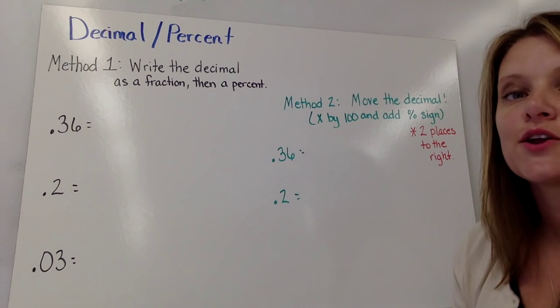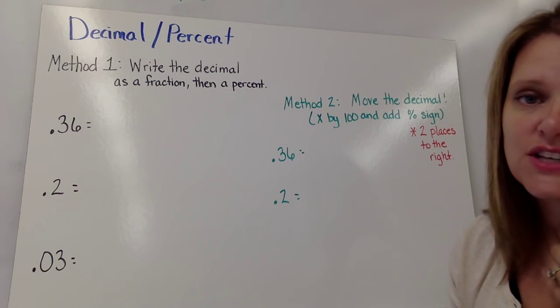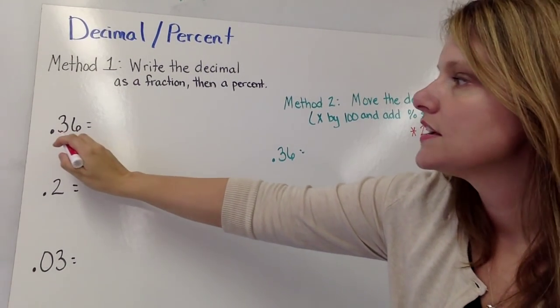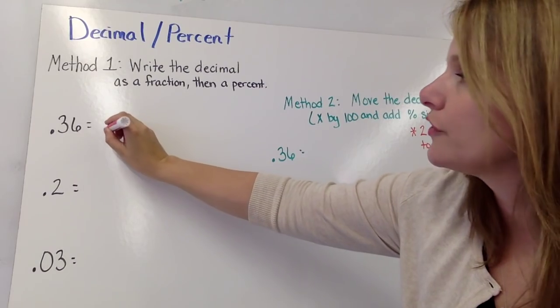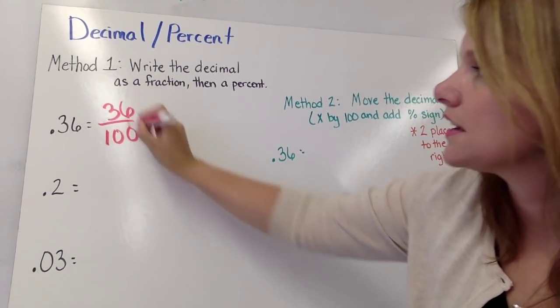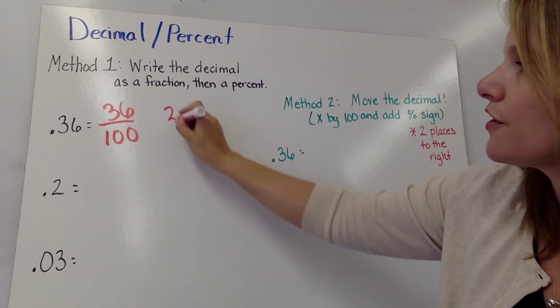All right, this is our final part, decimal to a percent. So the first method is we're going to write the decimal as a fraction, then a percent. So we've got to think about, all right, we have tenths, hundredths, so we can put it over 100. 36 over 100. Okay, so we can just write that as a percent, 36%.